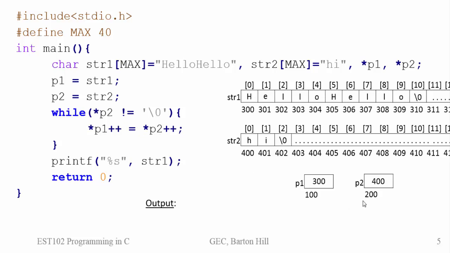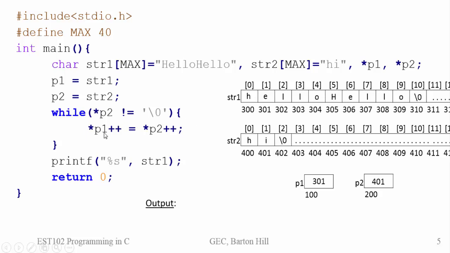That means value at the address of p2 is equal to h, which will be assigned to value at the address of p1, that is value at the address of 300. So the small h will be coming here. Okay, then after that this p1 and p2 will be incremented, thus making p1 as 301 and p2 as 401. Then again value at address p2 will be checked for null character, that is 401, value at 401 is checked and is not null character, so the control will come inside here.